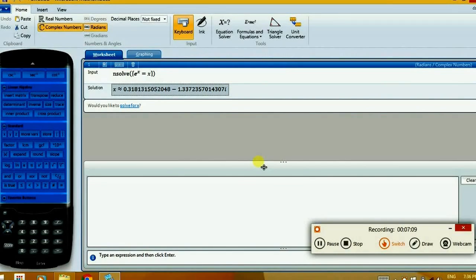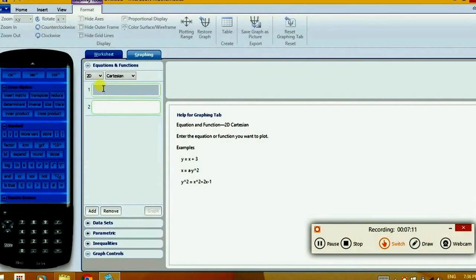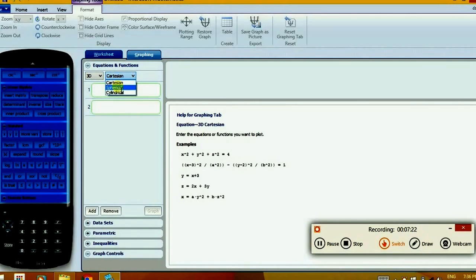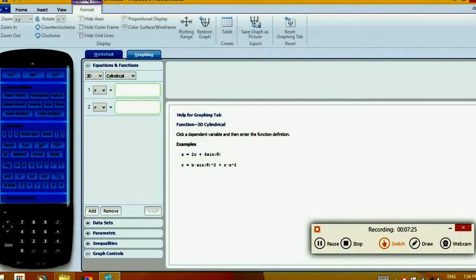Now if we come to the graphing area, we have 2D and 3D. In 2D we can plot Cartesian, and we also have the polar coordinates. If we come to 3D, we have three types: Cartesian, spherical, and cylindrical, which we will be seeing. The most important for us would be 2D, because that is what I want to plot.